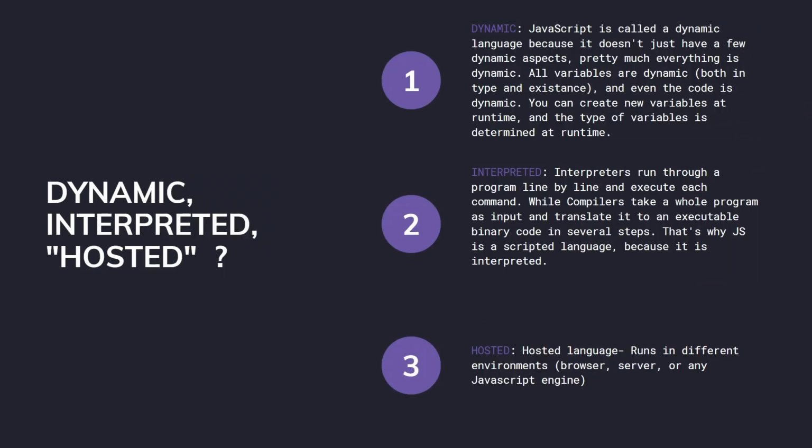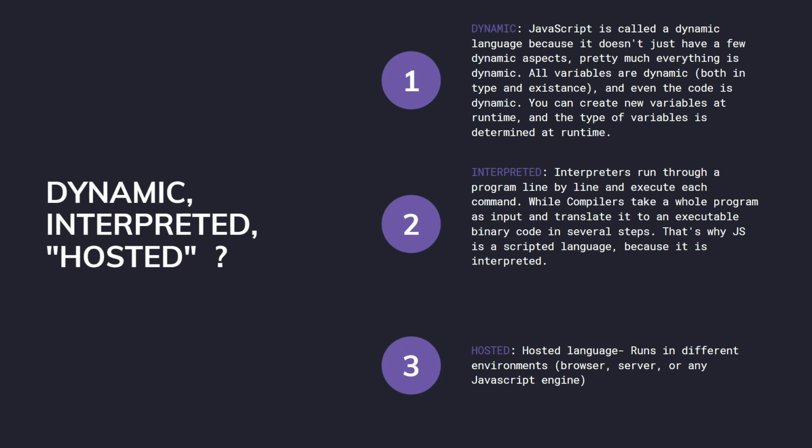Now, what does dynamic, interpreted, or hosted programming language mean? JavaScript is called a dynamic language because it doesn't have just a few dynamic aspects. Pretty much everything is dynamic. All variables are dynamic, both in type and existence. And even the code is dynamic. You can create new variables at runtime, and the type of variables is determined at runtime. We can create a variable, define it as a number, and just the next line change it to a string. We will talk about data types later in the course.